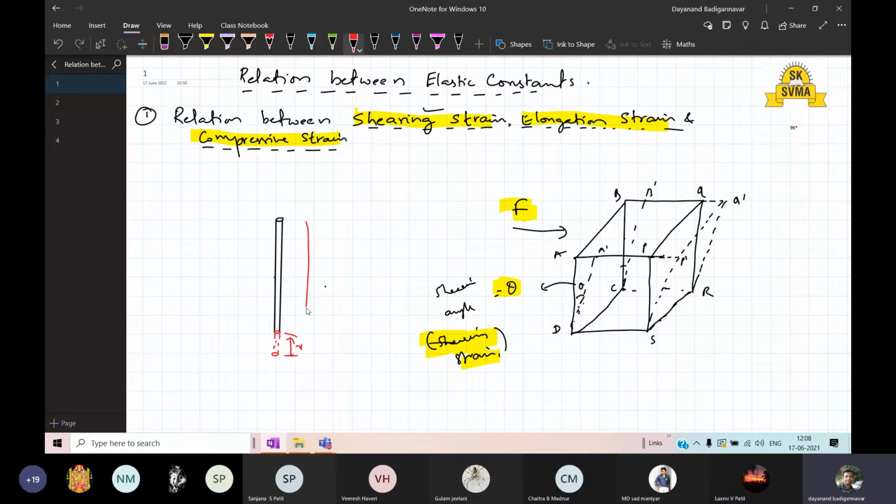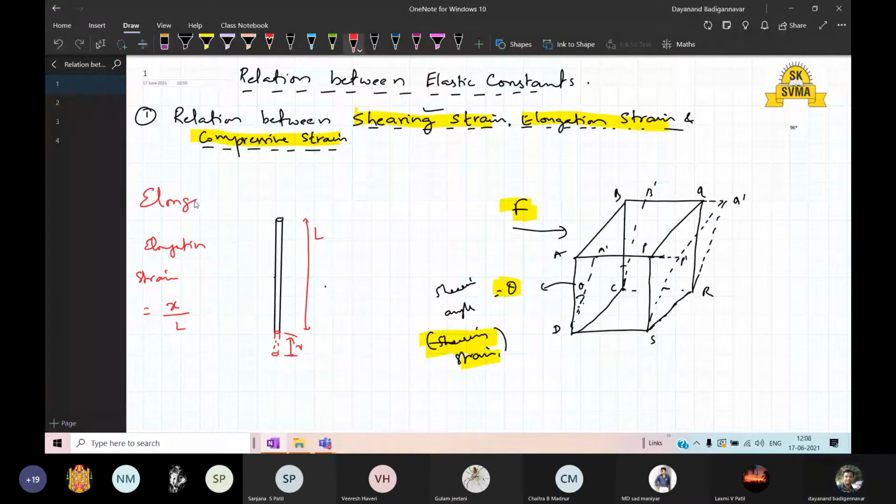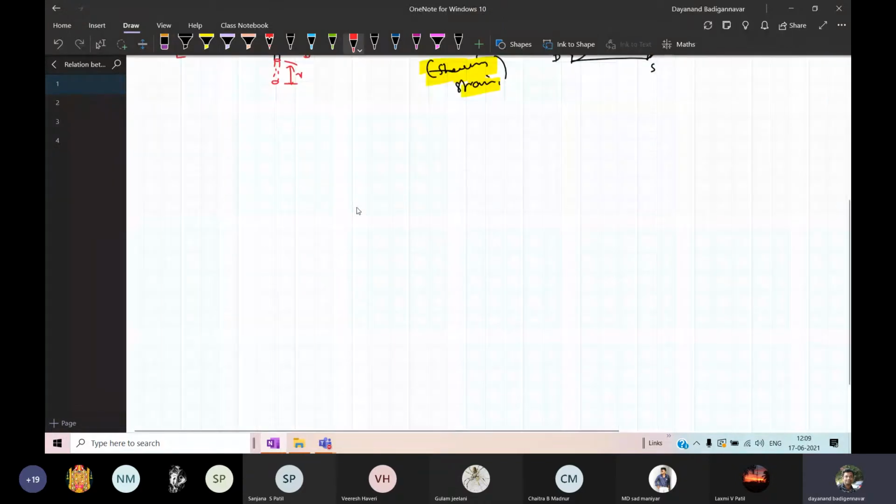This is the original length L. Therefore, I can write elongation strain as equal to, what is elongation strain? It is nothing but X by L. Where there is an increase, an elongation, it is called elongation strain. Then the second one is the compressive strain. What is this compressive strain?